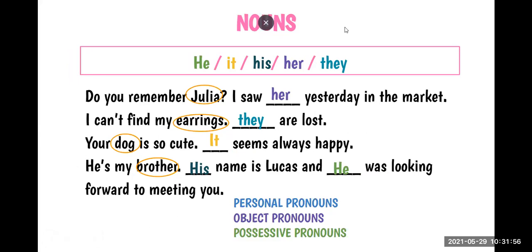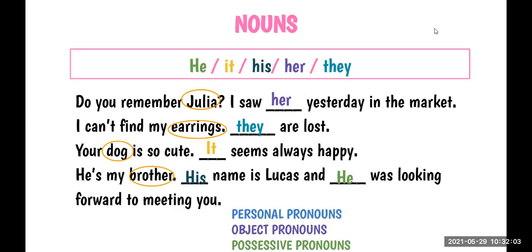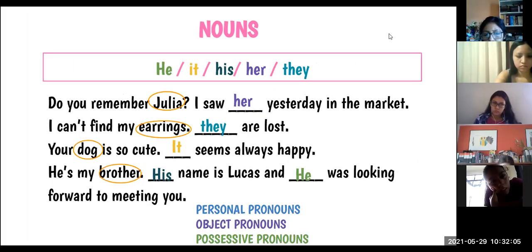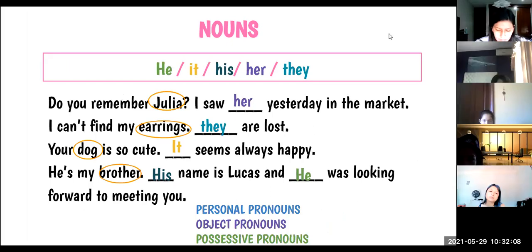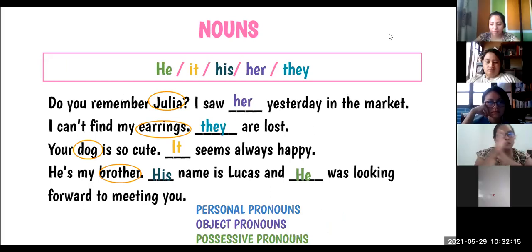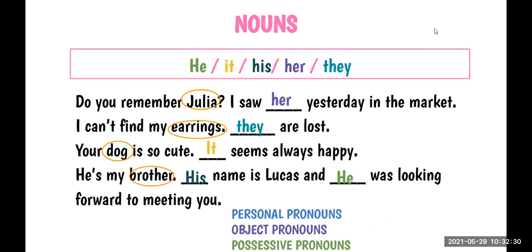Possessive, when do we use possessive pronouns? When we talk about something of that person. Okay, anybody else? Possessive pronouns. When we say that something belongs to someone, right? Cuando decimos que algo le pertenece a alguien. Okay, so this is possessive.